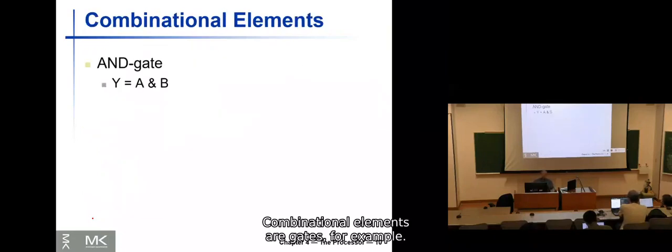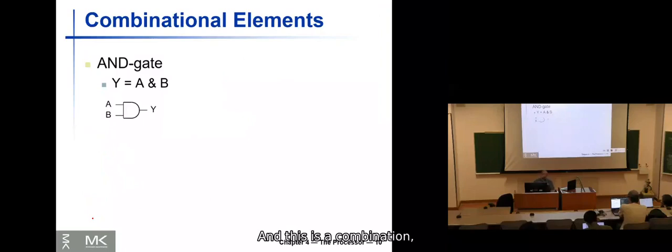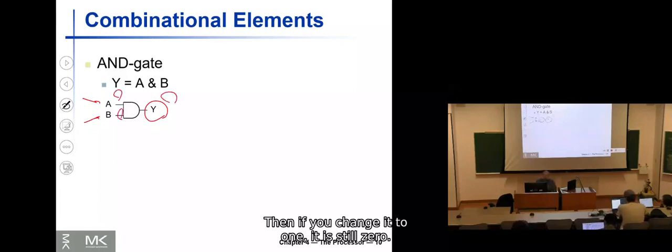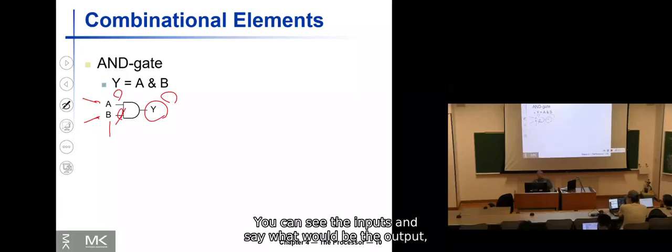Combinational elements are gates, for example, an AND gate. Combinational means the output only depends on the inputs. When you change the input, the output might change. For example, if the inputs are 0, 0, then the output is 0. If you change one to 1, it is still 0. But the output is only dependent on the inputs, nothing else. You can see the inputs and say what the output would be.